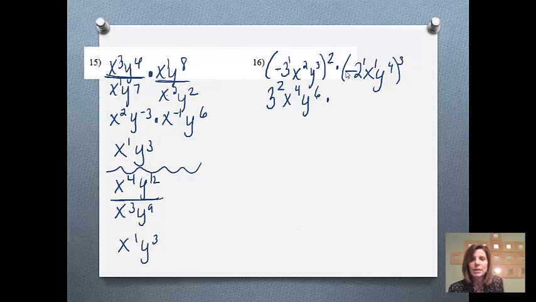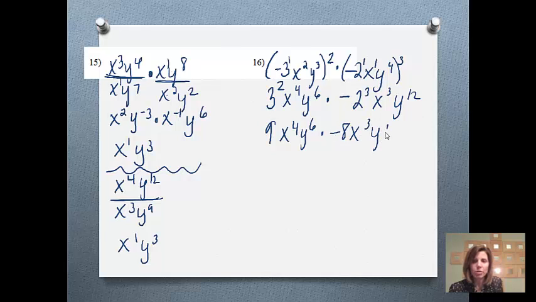On this one, if I take a negative to an odd power, that will give me a negative number. So it's going to be negative 2, and then multiply the exponents, 2 to the 3, x to the 3, y to the 12. All right, from here, I'm going to do a couple things. Let me just get rid of my powers on my numbers first. 3 to the 2nd will be 9, so this will be 9x to the 4, y to the 6, times negative 8, x to the 3, y to the 12.